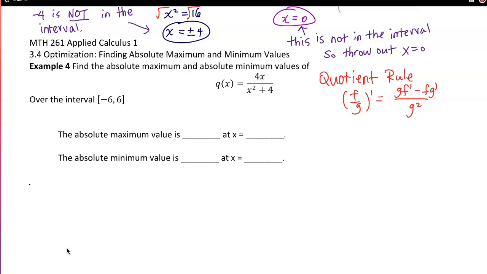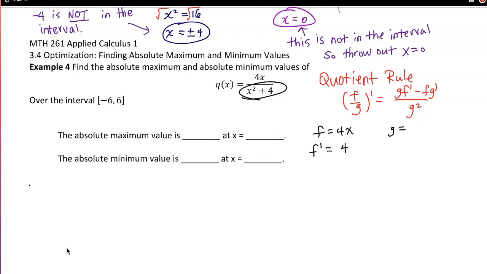So let us do the quotient rule. I'm going to identify all the pieces first. F, being the top of the fraction, is 4x. Then F prime is 4. G is the bottom of the fraction, which is x squared plus 4. And nicely, the G prime is simply 2x.